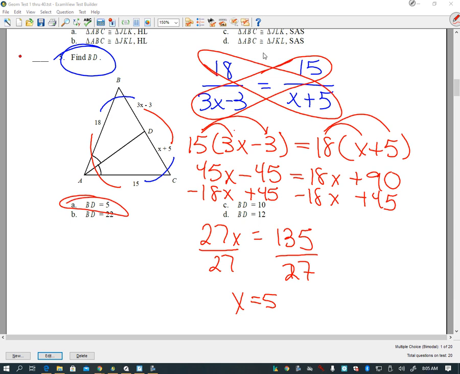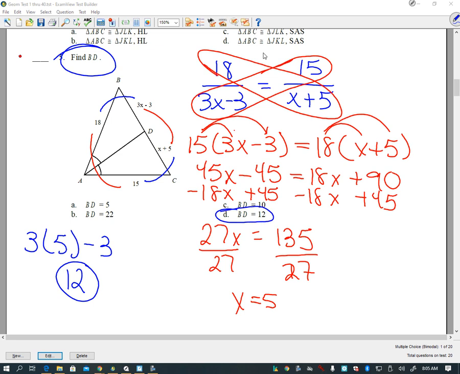And I would be wrong, right? I would get that wrong on the test because what have I failed to do? I failed to actually answer the question. Okay, so I have to do what? Substitute it in for 3x minus 3. So 3 times 5 minus 3. What's 3 times 5? 15 minus 3. 12. Okay, which we see is this answer right here.